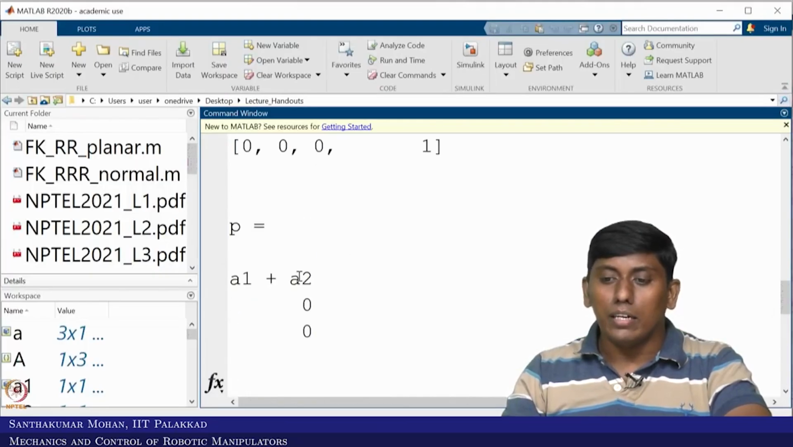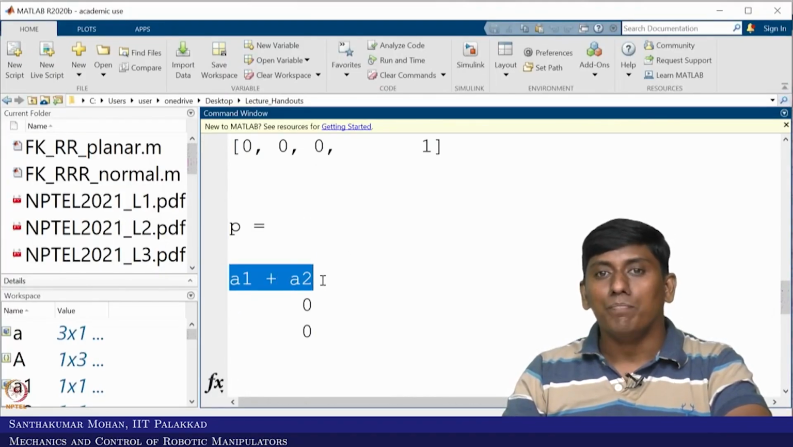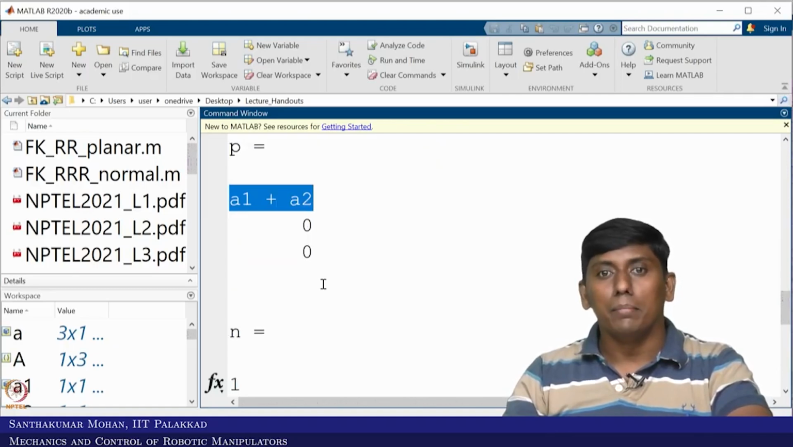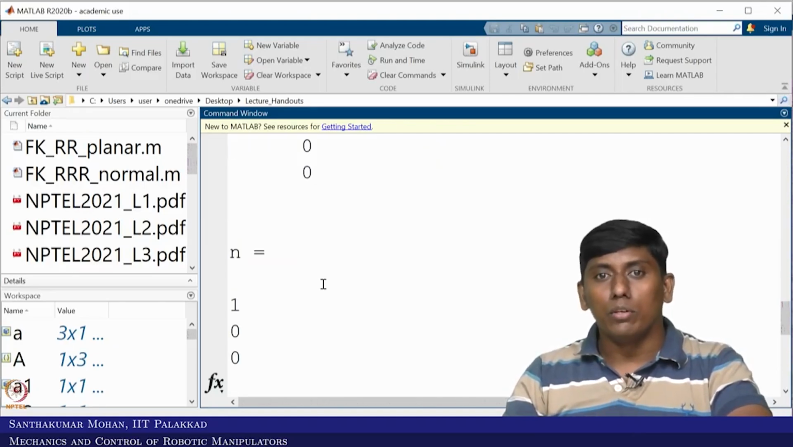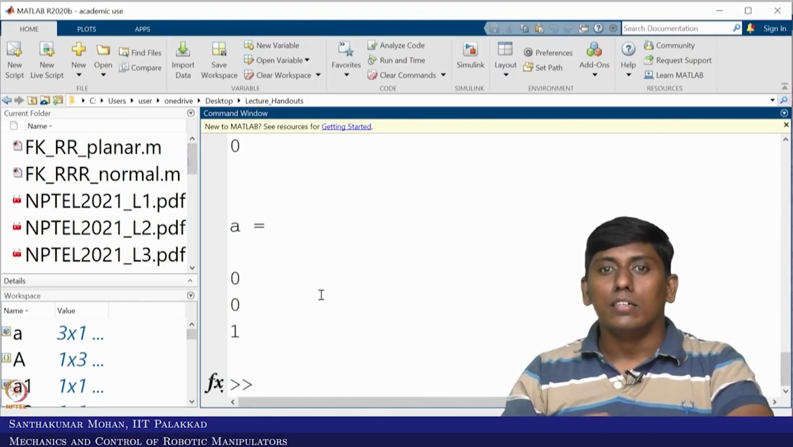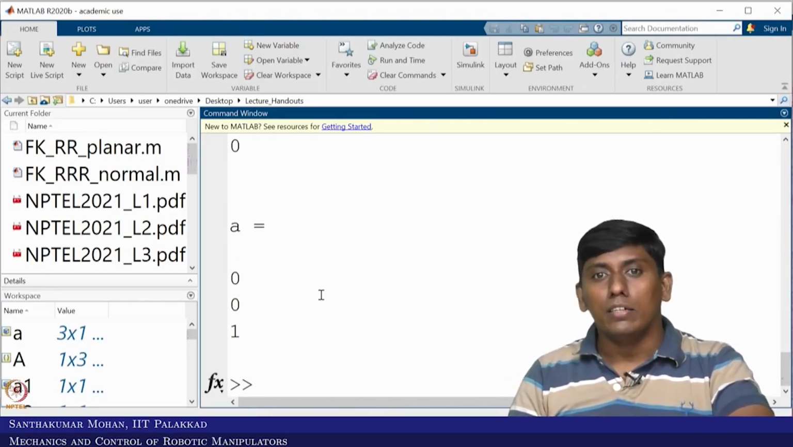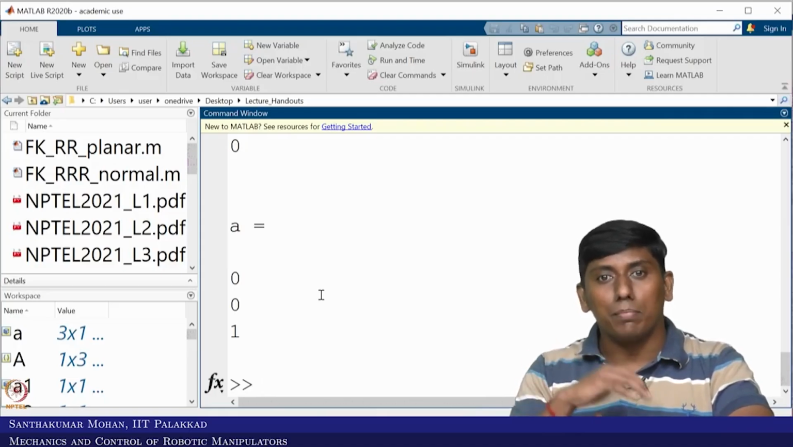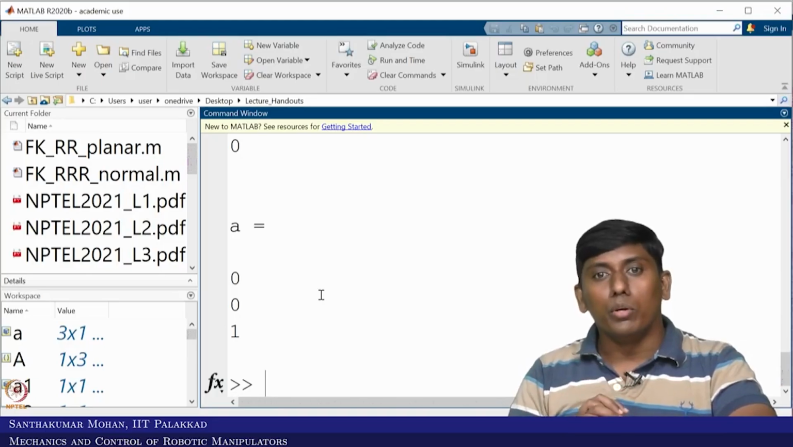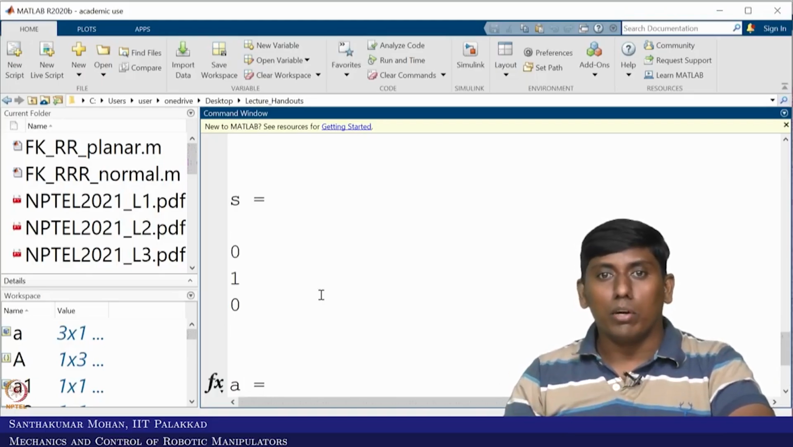So now you can see that the x displacement is A1 plus A2, which matches our previous attempt with a straightforward forward kinematic relation without Matlab, and the normal would be 1 0 0, slide would be 0 1 0, and approach in the sense, so you would be getting an identity matrix. Because your z3 axis is parallel to z0, your x3 is parallel to x0, so you would get the orientation matrix as identity. That is what you are getting.